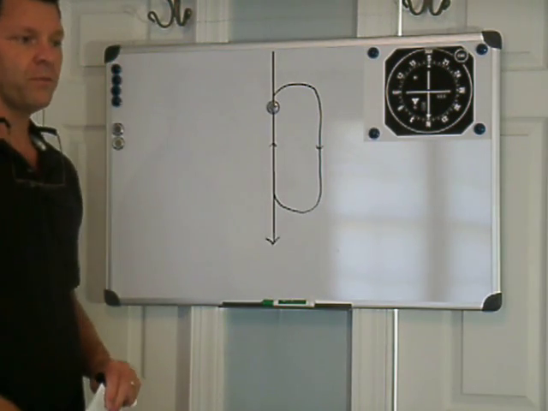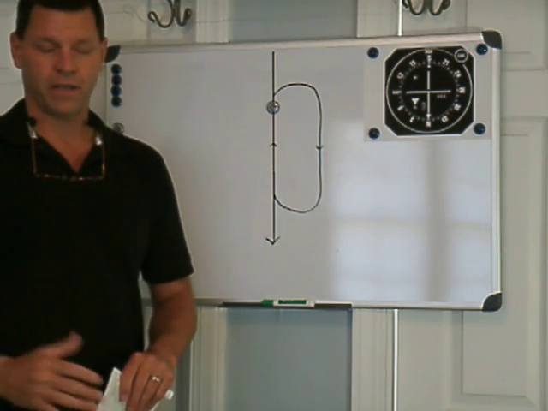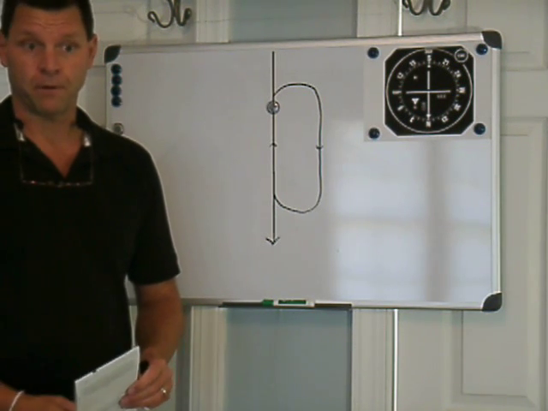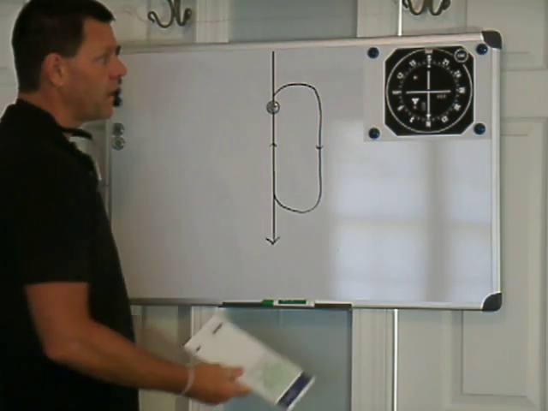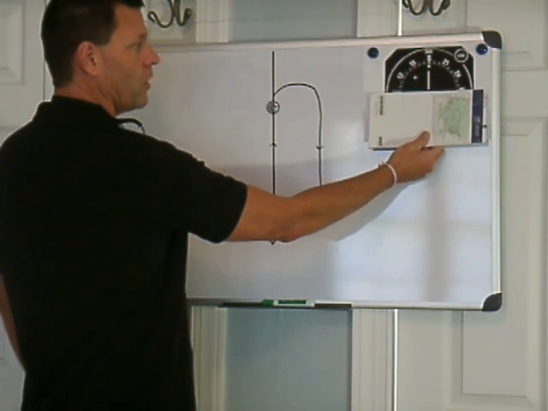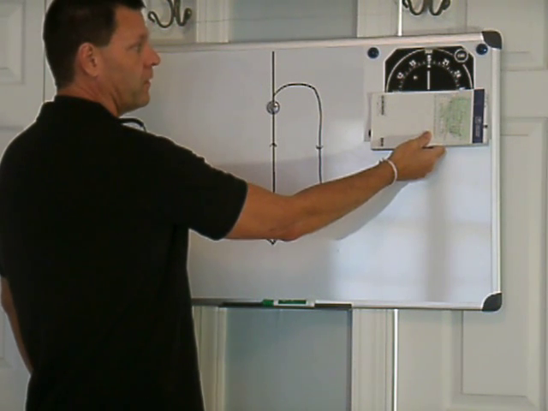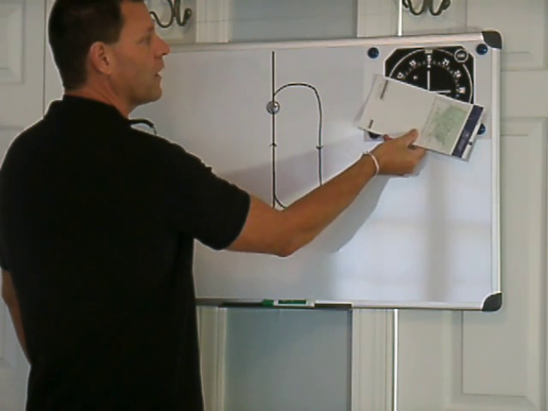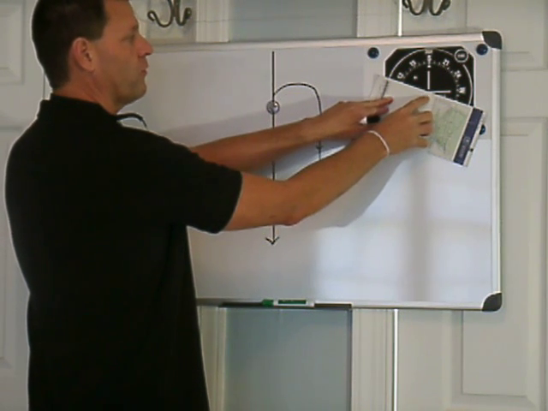Now, in order to determine my correct entry method into the hold, I take a straight edge. This can be a plotter, a folded piece of paper, a pen or a pencil, or an enroute chart. And I will place it over the indicator. For a right-hand holding pattern, I'll then rotate the piece of paper 20 degrees right or clockwise. And what this gives me is my sectors for holding pattern entry.